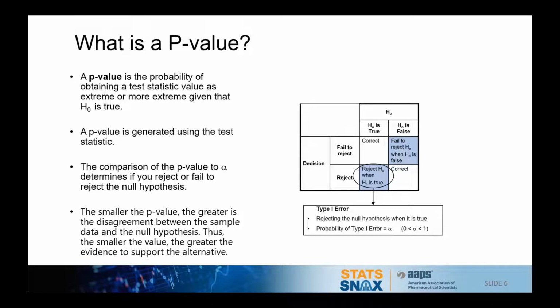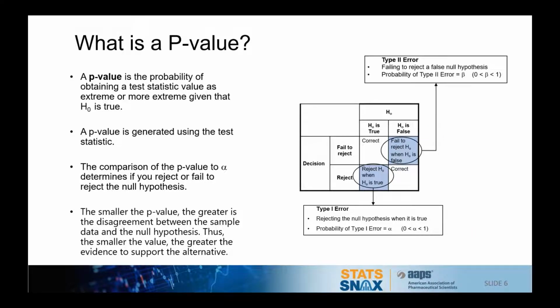On the other hand, if the null hypothesis is in fact false, we again can either fail to reject it or reject it. If we fail to reject it, we make an incorrect conclusion. This results in a type 2 error. We generally keep the probability of this type of error small as well. However, if we reject the null hypothesis when in fact it is false, we make a correct conclusion.